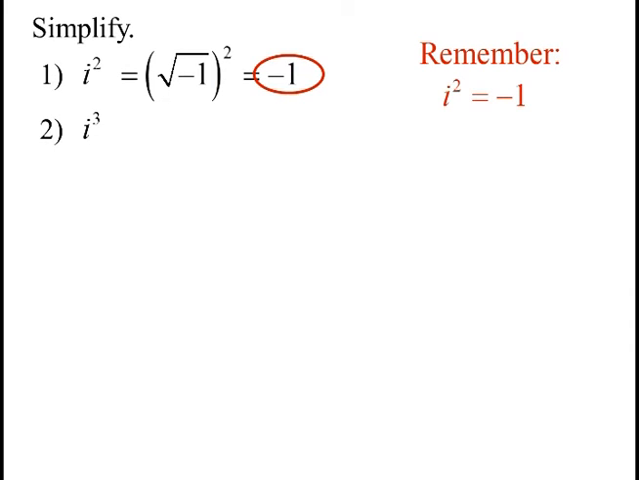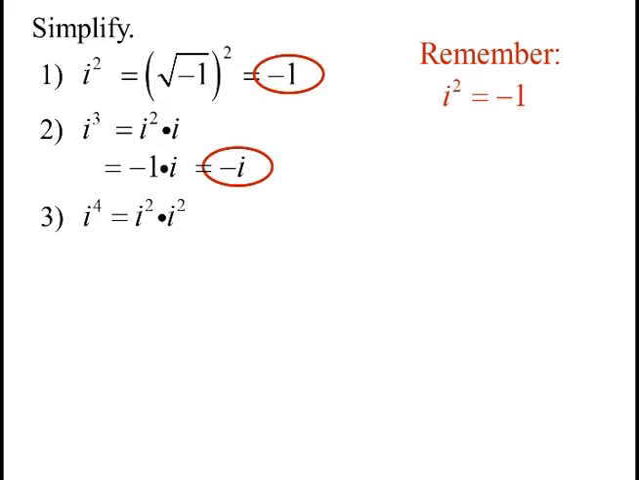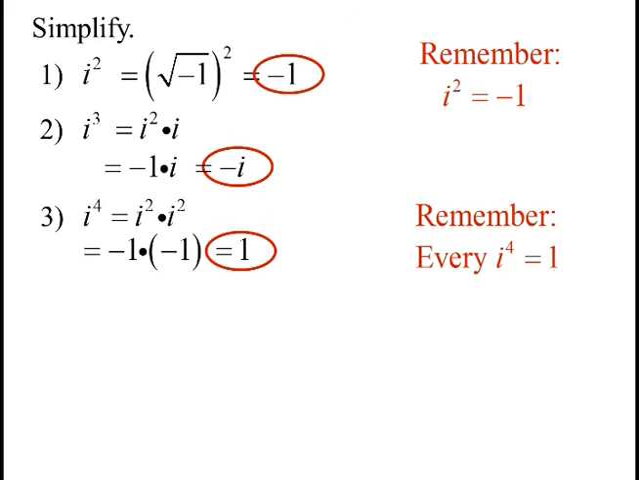Let's simplify i cubed. Well, i cubed is i squared times i, because when you multiply common bases, you add the exponents. You remember that from Algebra 1. Now we just saw that i squared is equal to negative 1, so it's going to be negative 1 times i, or negative i. What about i to the fourth? Well, that could be broken up into i squared times i squared, or negative 1 times negative 1. So that's positive 1. So remember that every i to the fourth you see is going to be equal to a positive 1.